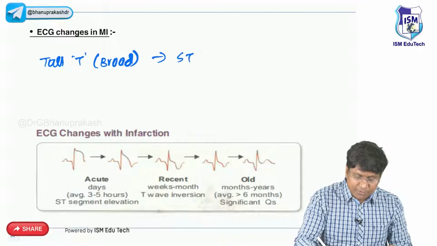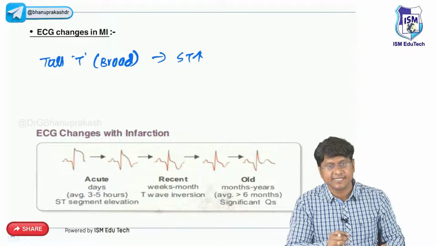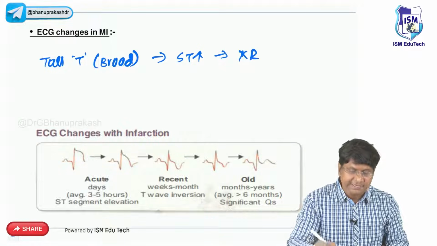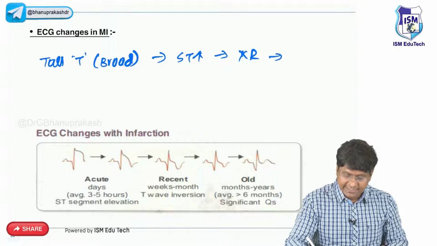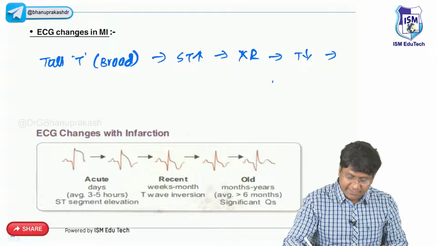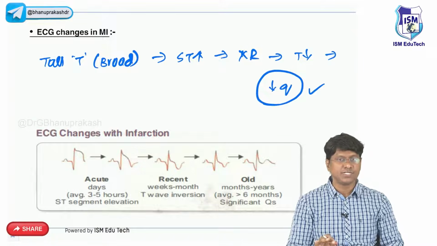Then after this broad tall T wave, the next important manifestation will be in the form of the ST segment elevation. Then what are the other changes? There will be disappearance of the R wave, then there will be T wave inversion, then there will be appearance of the pathological Q wave, right?